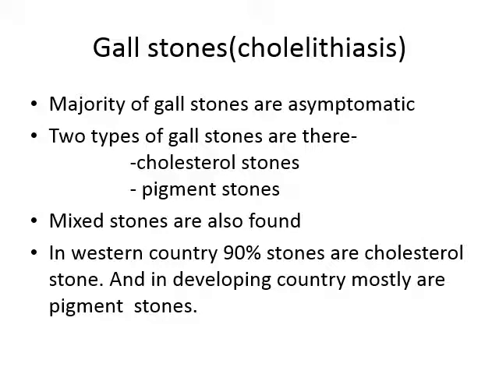Among the pathology of the gallbladder, the most important and most common are gallstone and cholecystitis. Now the gallstone is also called cholelithiasis. The majority of gallstones are asymptomatic, so they remain untreated for a long time. There are two types of gallstones: one is cholesterol stones and the other is pigment stones, and some mixed stones are also found.